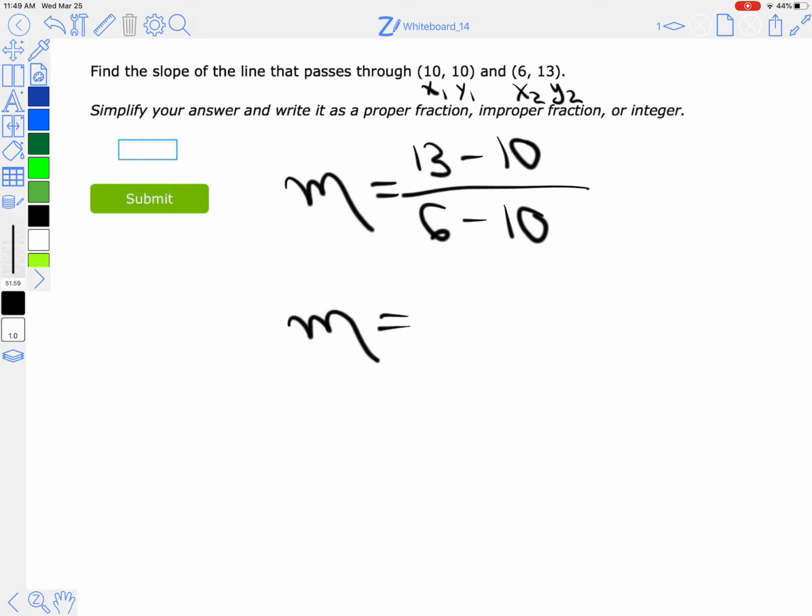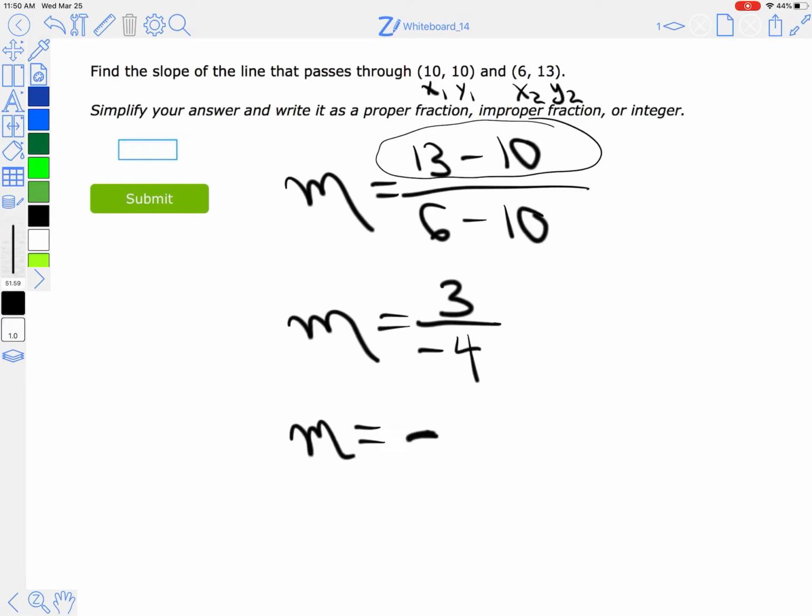So if I go through and do my math, on top I have 13 minus 10. That gives me a 3. And on the bottom, 6 minus 10. I'm subtracting 10. That's a bigger number, so I know it's going to be negative. And it's going to be 4. So when I actually write that answer, I'm going to say it's negative 3 fourths. When I write it in the box, I'm going to say negative 3 divided by 4.